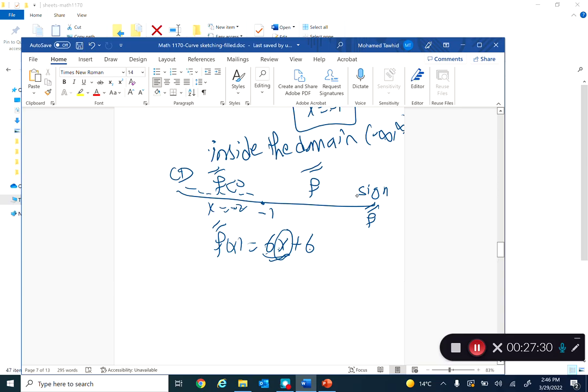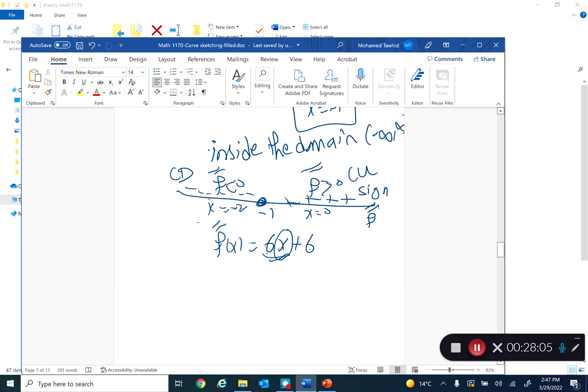Now if I take a point after -1, for example x equals 0, what happened for my second derivative? If I replace x by 0, you get +6, so your second derivative is positive. Then the graph here is concave up. So now, is this an inflection point? Yes, because the concavity changed from concave down before -1 to concave up after.